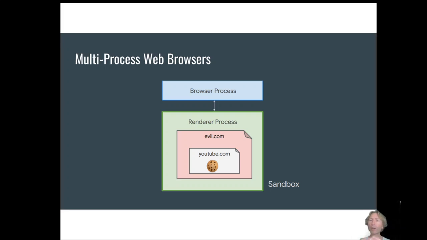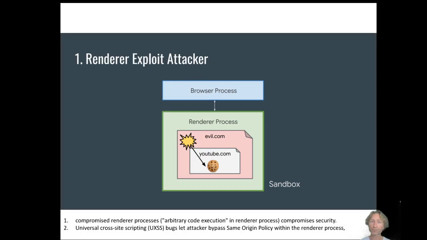In the old days, we had this browser process, and then we had a renderer process for one particular site, which could well include a frame with something else. So the renderer process of evil.com in this particular case embedded youtube.com. Now, if there was a bug in the renderer process, evil.com could use a universal cross-site scripting bug to bypass the same origin policy within the renderer process, or it could use a compromised renderer process to execute anything it wanted in the renderer process and access all sorts of stuff, also from other sites.